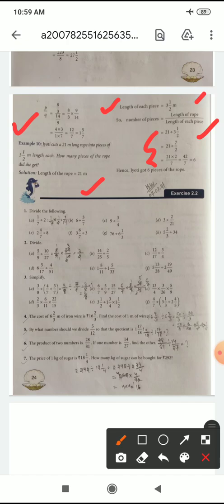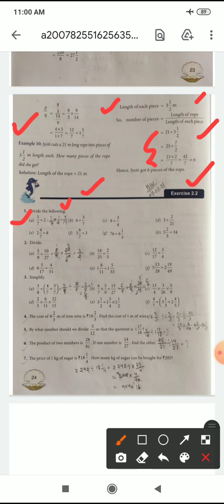Okay children, clear all the examples. Then comes exercise 2.2. Number 1: divide the following. Very easy, just follow the examples. Here 1 by 7 divided by 2. The reciprocal of 2 is 1 by 2. So like this you divide.